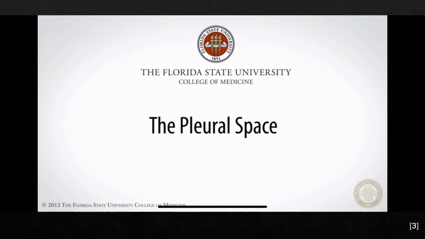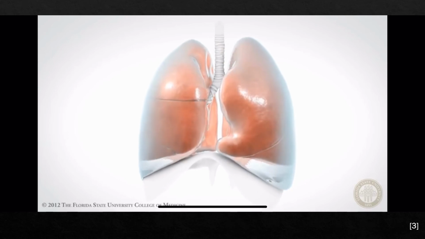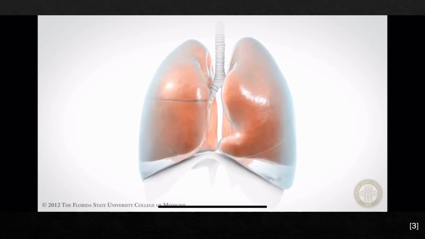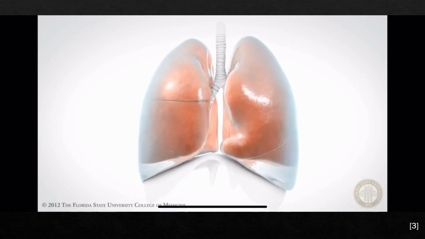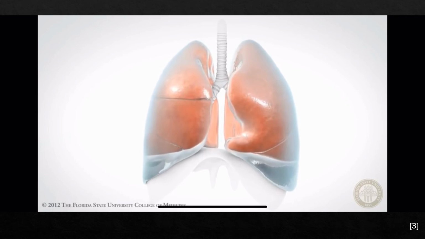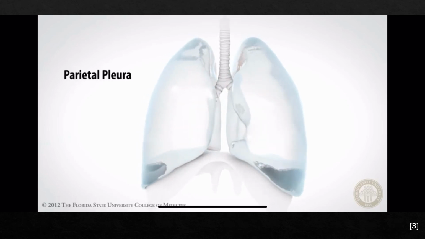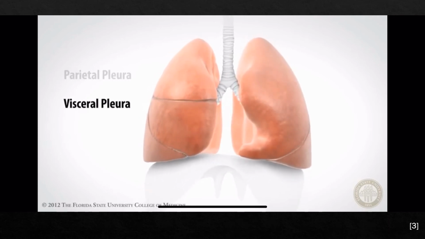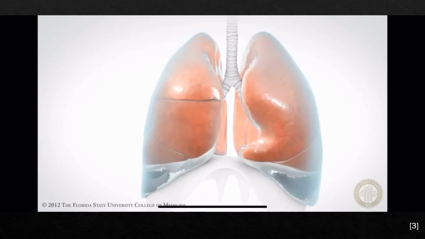What is the pleura exactly? The pleura is a continuous membrane of cells that folds over onto itself at the apex and at the base of each lung. What is the pleural space? Well, the pleural space is a potential space that's between the parietal pleura that lines the inside of the chest wall and the visceral pleura that lines the lungs as the two pleural membranes fold upon themselves.